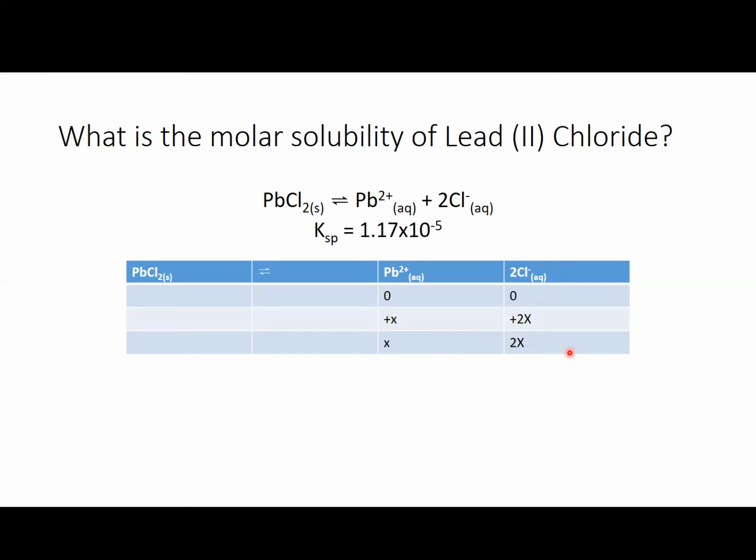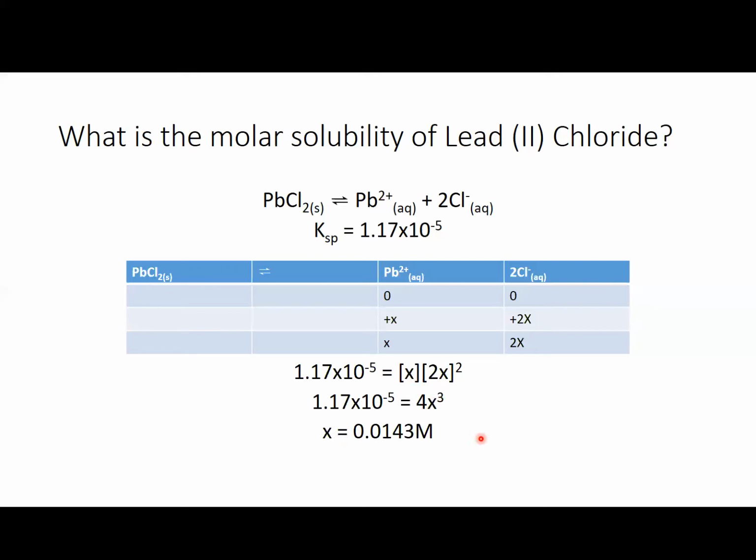This kind of table you're familiar with. KSP is equal to the product of these 2 things, X times (2X) squared. That means 1.17 times 10 to the minus 5 is equal to 4X cubed, because 2 times 2 squared is 4, and X times X squared is X cubed. I can solve for this in my calculator, dividing both sides by 4 and taking the cube root. If you have questions on how to do things like cube root in the calculator, please email me. I'll do my best to walk you through it.